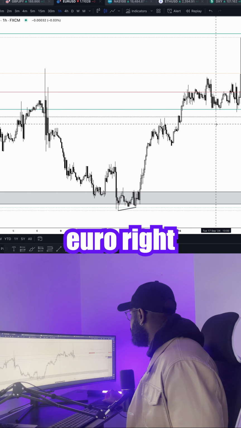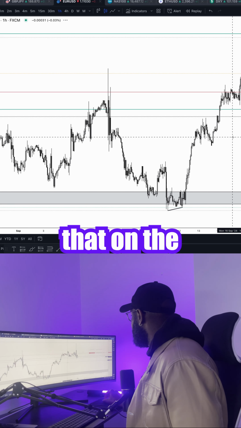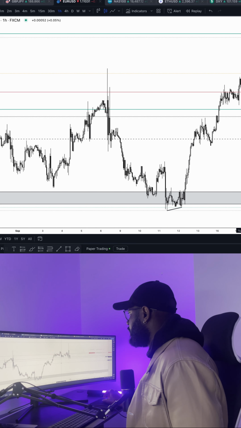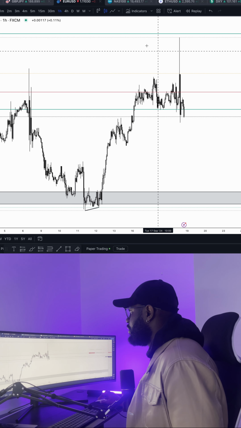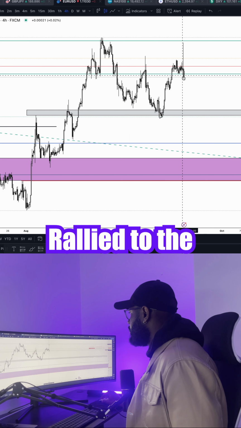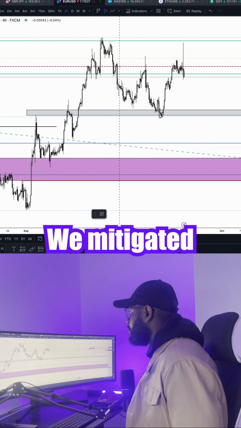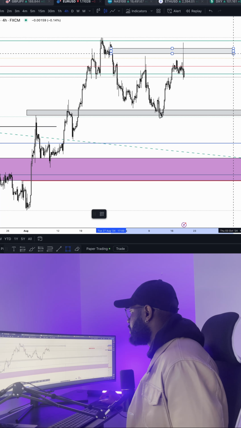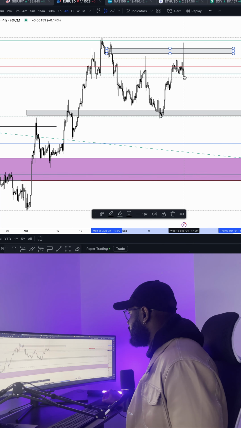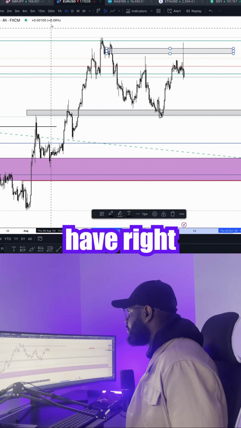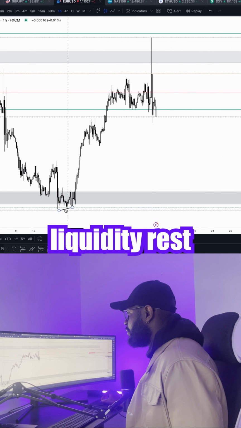Now, looking at the euro right here, you can see how price rallied to the upside after the high impact news came out, rallied to the upside, took buy side liquidity. Look at what we mitigated. We mitigated an inefficiency. After mitigating this inefficiency, what next do we see? Rejection. What do we have right here? Right here we have low resistance liquidity resting right here.